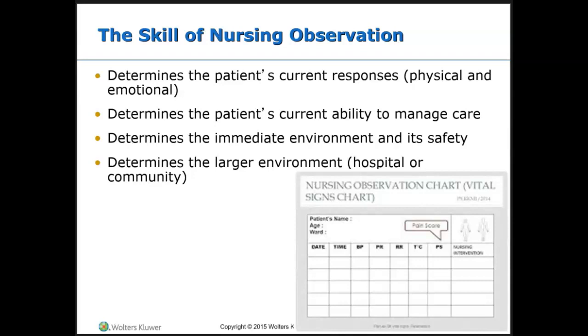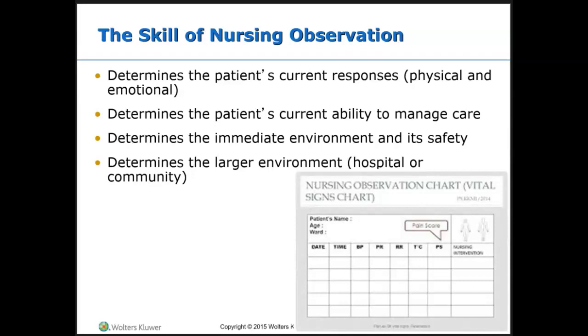So again, you're determining the patient's current physical and emotional responses to the situation. You're determining your patient's current ability to manage their own care, because that will help guide whether at discharge they're going to be able to go home or they're going to need to go to a SNF, what that looks like. You're determining the immediate environment and the patient's safety. We're always looking at how to be a safe, competent nurse.